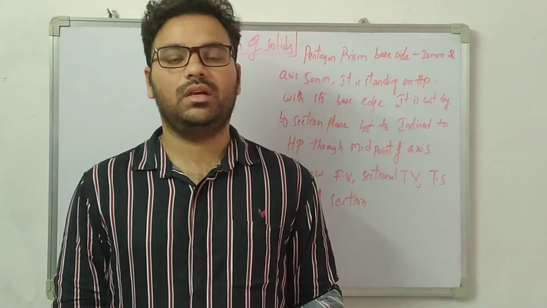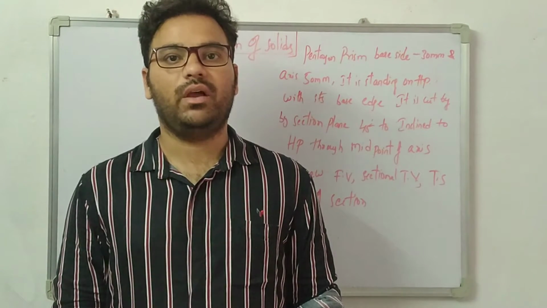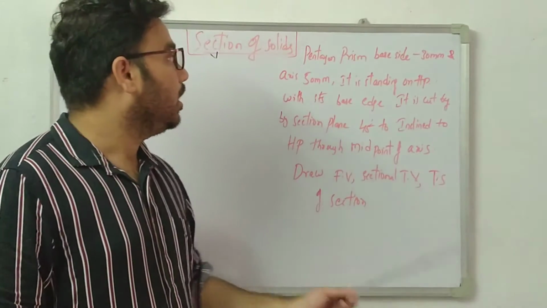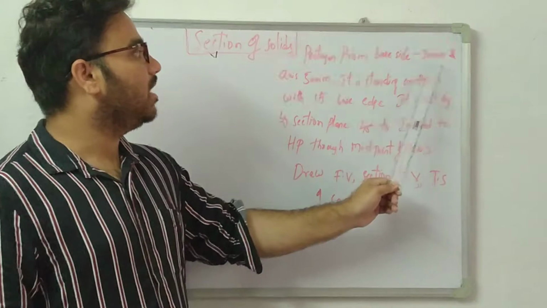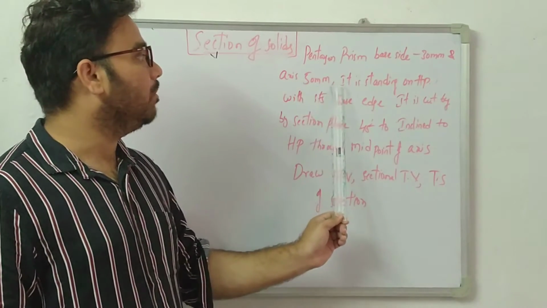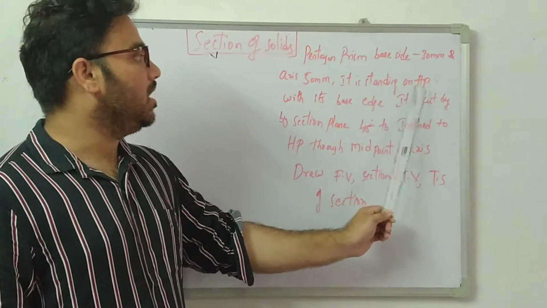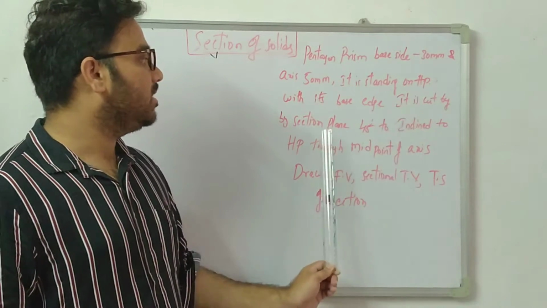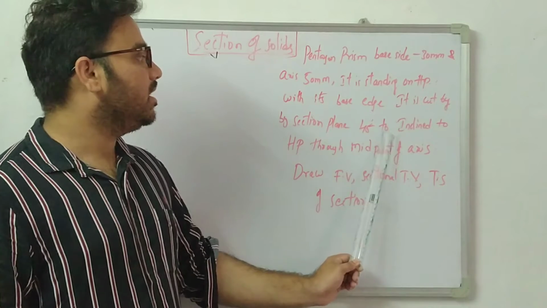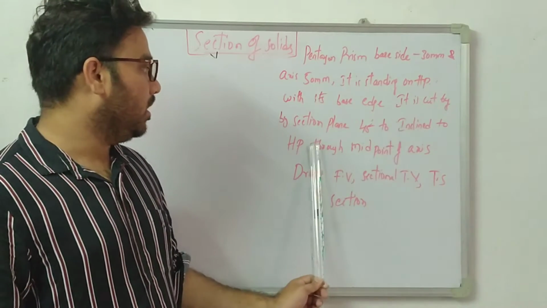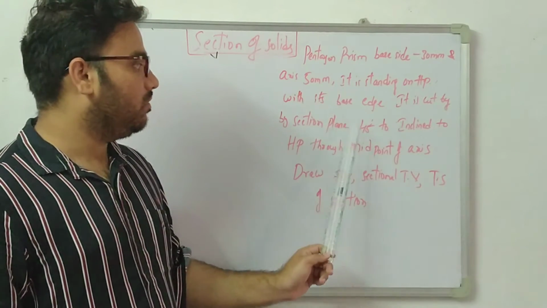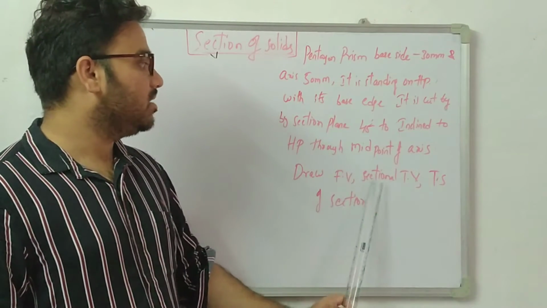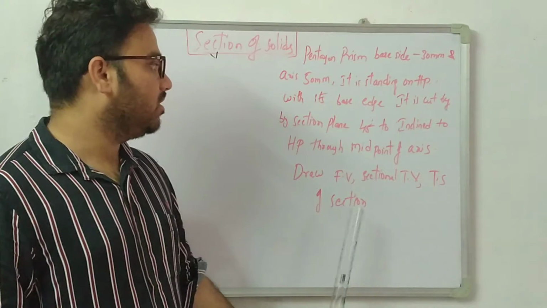Good morning students. Today we will discuss problem number 5 on sectional solids. So this is my problem. A pentagon prism, base side 30 mm and axis 50 mm, is standing on HP with its base edge and it is cut by a sectional plane 45 degrees inclined to the HP and perpendicular to the VP through the midpoint of the axis. Draw the front view, sectional top view and true shape of the section.